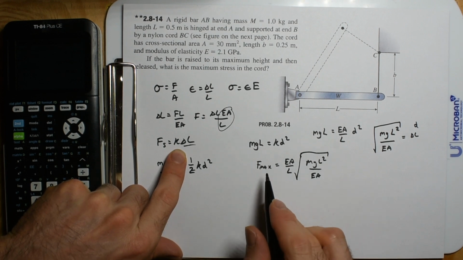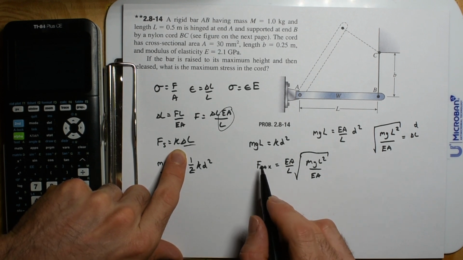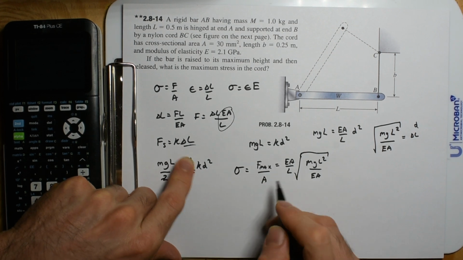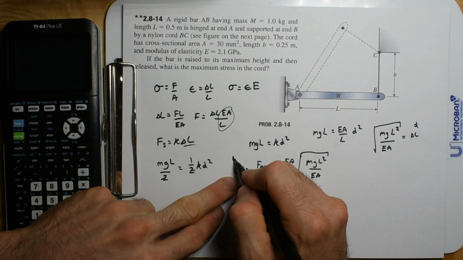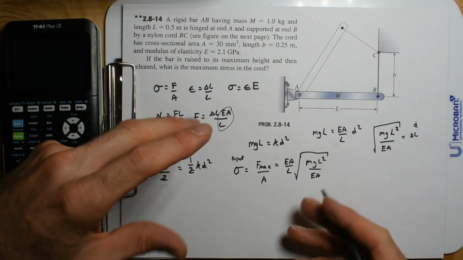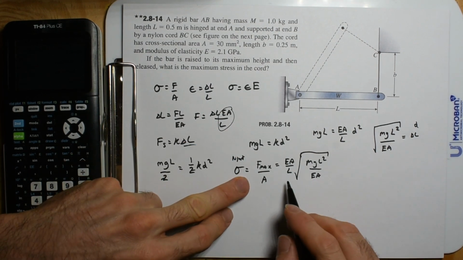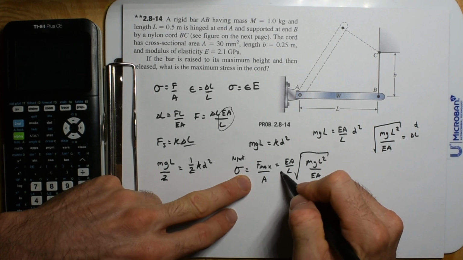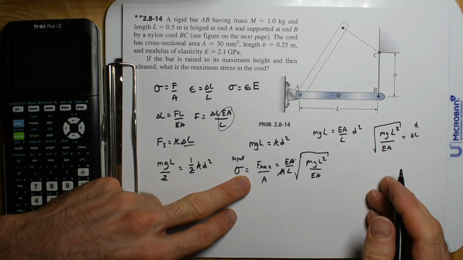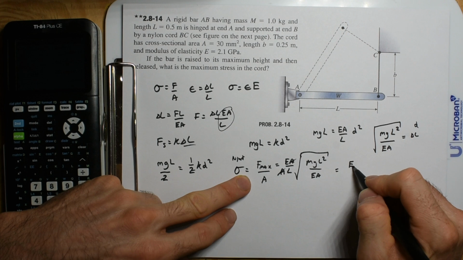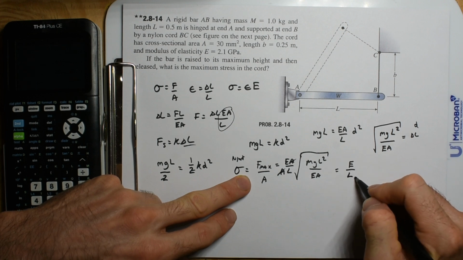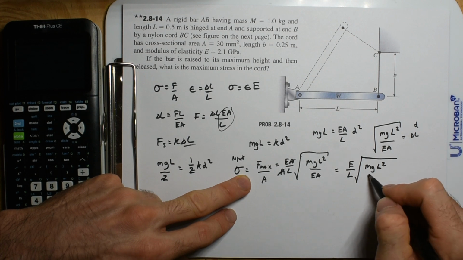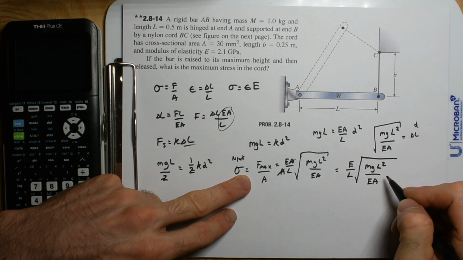Okay, and then once we get force max, we have to say force divided by area is stress or strength, or PSI, newtons per meter squared is what this problem is. It's a pressure. Anyway, I like to call it strength. So now we have to divide by one more A. Cool. So those A's cancel. So now we have E divided by L, times the square root of MGL squared over EA.